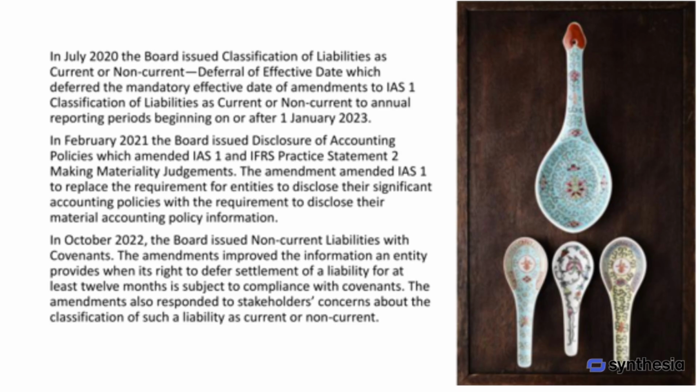In October 2022, the IASB released amendments under the title Non-Current Liabilities with Covenants. These changes improved the information entities must provide when their right to defer the settlement of a liability for at least 12 months is contingent upon compliance with covenants. The amendments also addressed concerns raised by stakeholders regarding the classification of such liabilities as either current or non-current, offering clearer guidance on this matter.